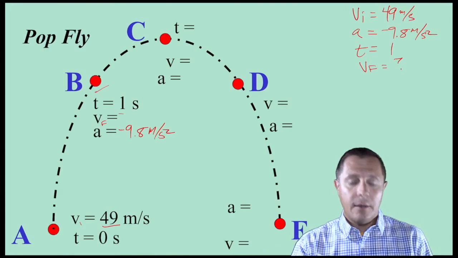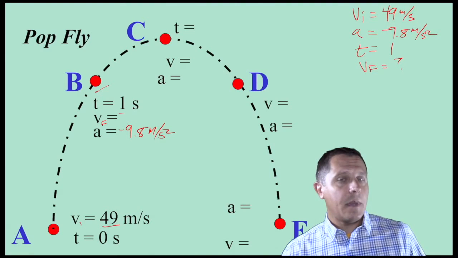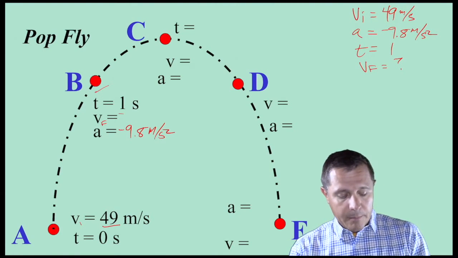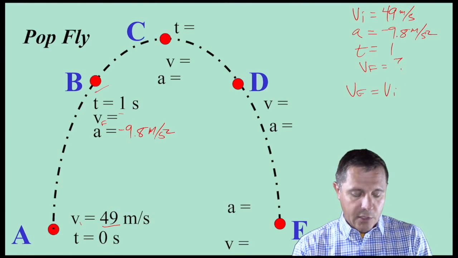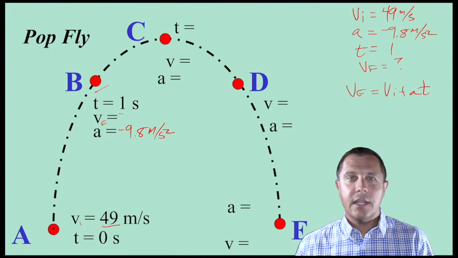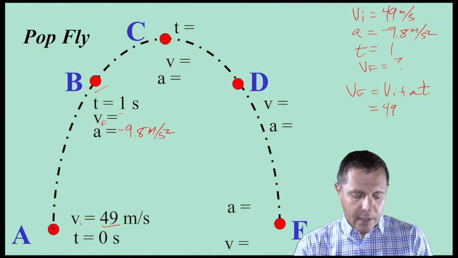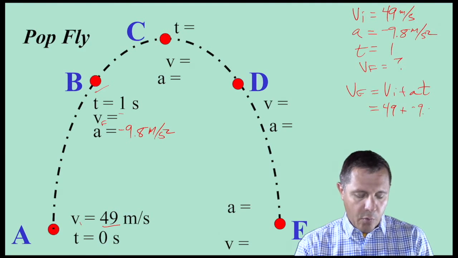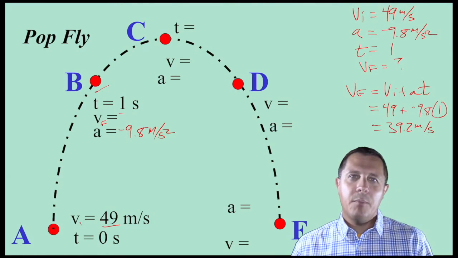Okay? So now we pick our equation. Your equations might look different than what I teach in my class. But the equation that will work best is V final is equal to V initial plus AT, acceleration times time. We can plug in our values: 49 for my initial velocity, negative 9.8, and a time of 1. Plug that in our calculator, and we get 39.2 meters per second as the velocity at point B.